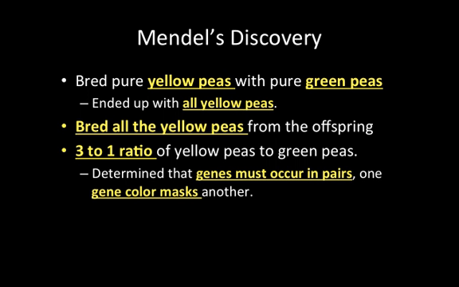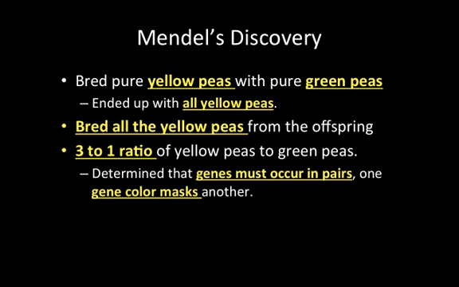What Mendel noticed is that he bred pure yellow peas with pure green peas and ended up with all yellow peas. He found this very bizarre. So he bred all of the yellow peas from the offspring and found that he got a 3-to-1 ratio: for every 4 plants produced from breeding the 2 yellow pea plants together, he got a 3-to-1 ratio of yellow peas to green peas. So 75%, 3 out of the 4, were yellow, and 1 out of the 4 was green.